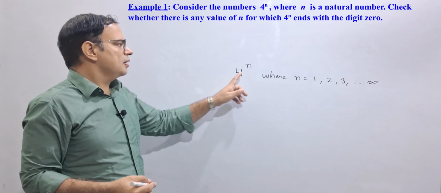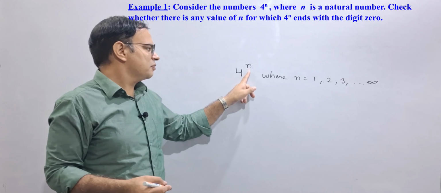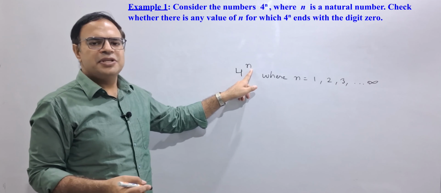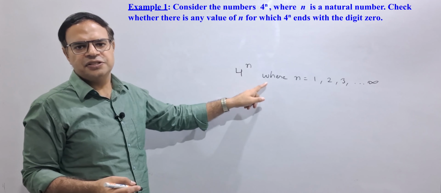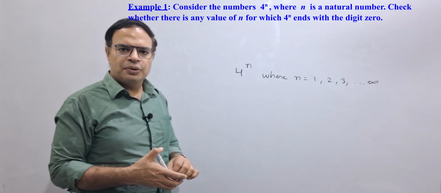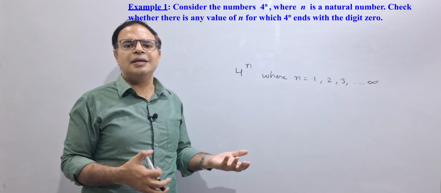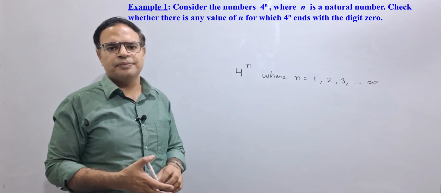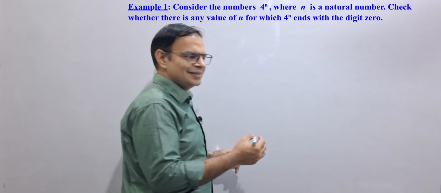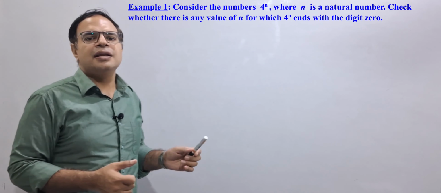And you have to check if there is any value of n among these numbers for which 4 raised to n ends with 0. You have to check. Okay, we are going to solve this question theoretically using the fundamental theorem of arithmetic and a universal statement. If the number ends with digit 0, then definitely it would be divisible by number 10.